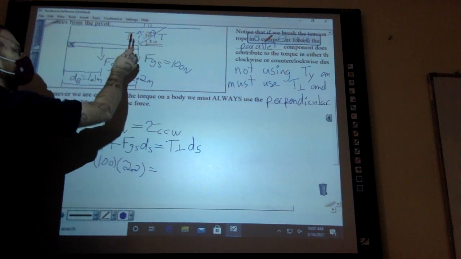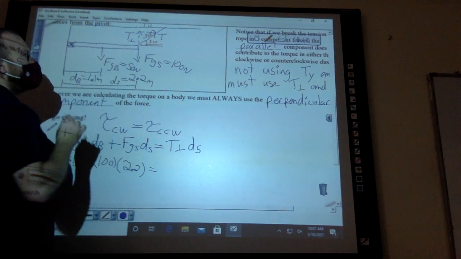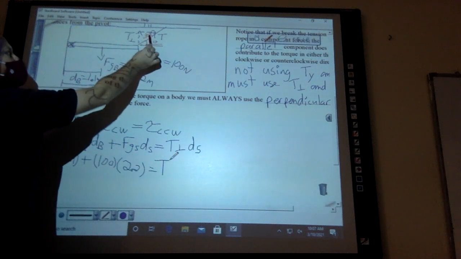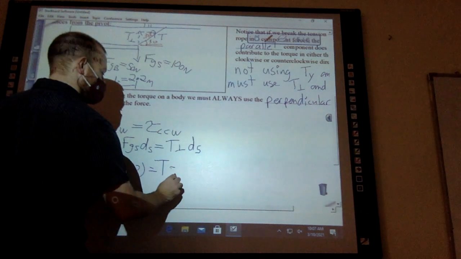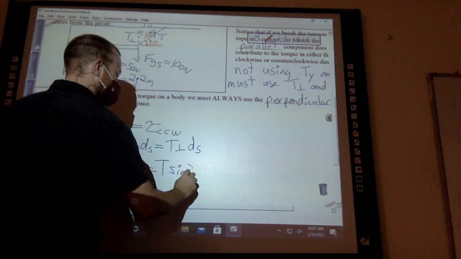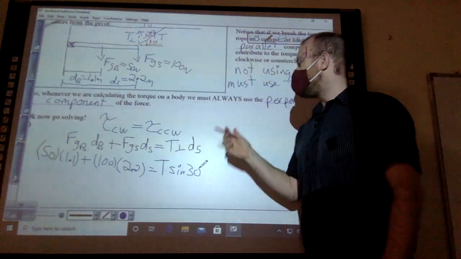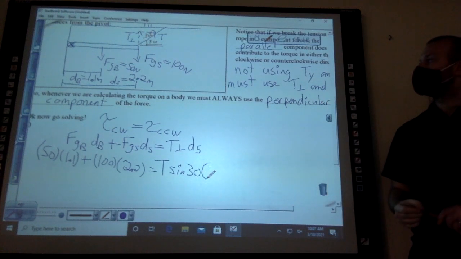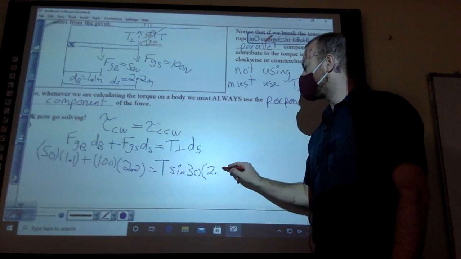So if I'm dealing with that, here's T perpendicular. And if I want to do that, I'm going to take the hypotenuse, T, times sine 30, because it's the opposite side of that. So T times sine 30, that gives us T perpendicular, times d. So the distance to where the tension acts is the same as the sine.